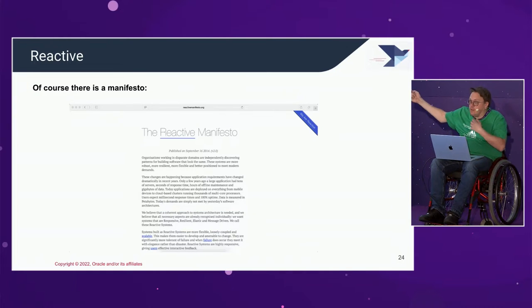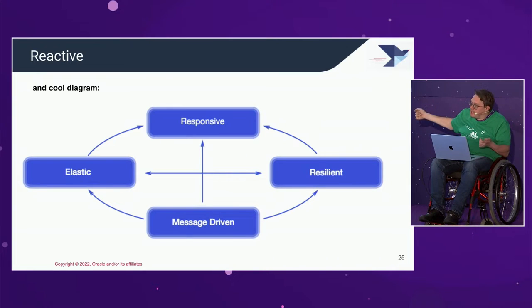Of course, like every good thing in the world, it has its own manifesto. It's still there, surprisingly. And more than that, it has a very nice picture that you have seen many times. What is good is that the application you're running has to be responsive and resilient, so it has to withstand a lot of problems in a graceful way. It has to be elastic, so that means that you can grow horizontally very easily. And of course, message-driven, so the propagation of change comes to you like messages and you react to them, and that's why you are reactive.